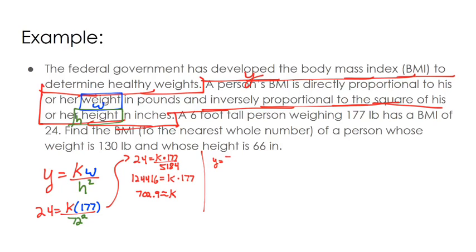Now that I have that k value, we can actually solve our equation. We have y equals k times w all over h squared. Let's plug in the values from this last part of the problem. It says, find the BMI to the nearest whole number of a person whose weight is 130 and whose height is 66. They give that to us in terms of inches, so that's good. I'm just going to punch all this into the calculator. So we end up with y equals roughly 20.98. Oh, it says to the nearest whole number, doesn't it? So let's round that back up to 21, which would be their BMI.